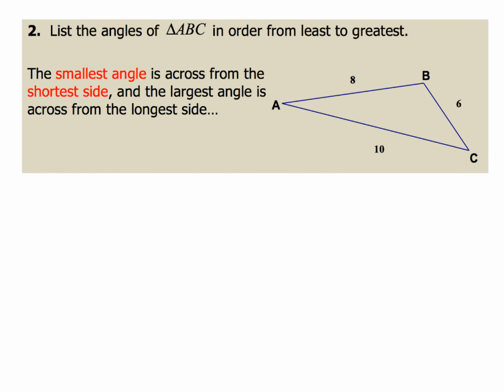Alright, let's take a look at example number 2. Here we're asked to list the angles of triangle ABC in order from least to greatest. The smallest angle is across from the shortest side, and the largest angle is across from the longest side.